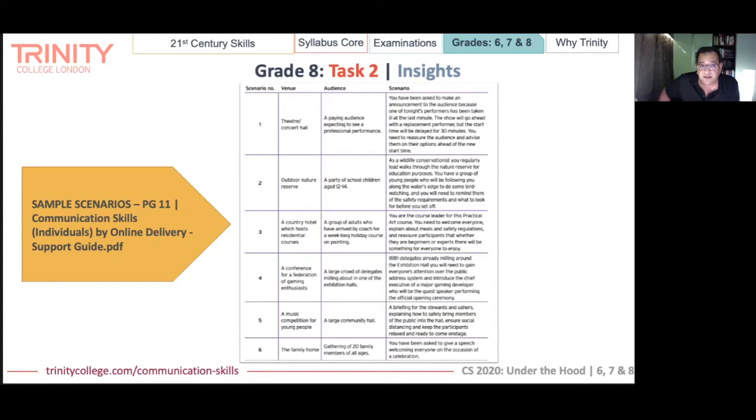You are given the scenario. So scenario 1, you're given where the venue is, who's the audience, and what is the scenario, and then you come up with a speech. Now, I'm not so concerned about this. I'd much rather spend a little time telling you how to go about preparing for this task.